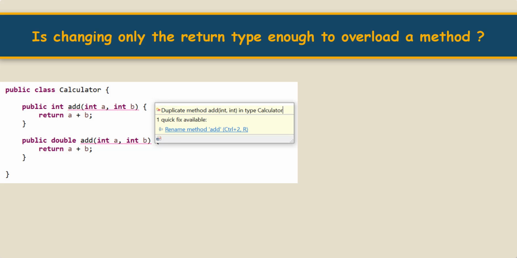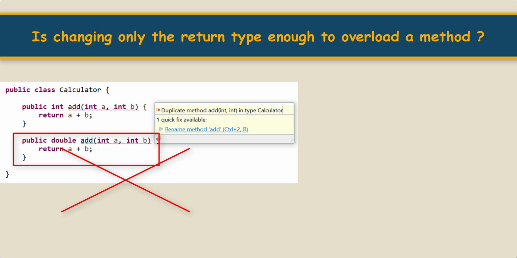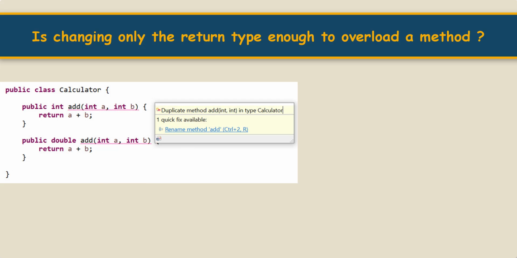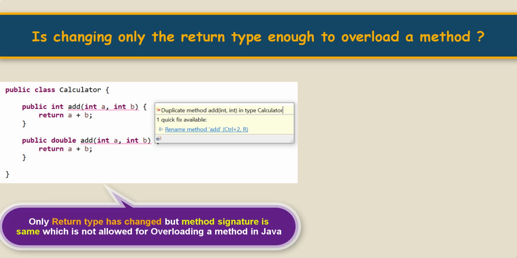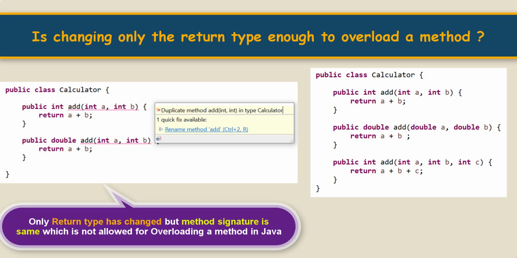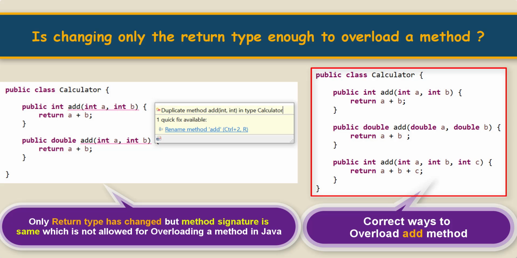So here if I write public double add integer a comma integer b, it is going to give you the error. Okay, only changing the return type will not overload this add method. So in order to overload this add method, I will have to change the number of parameters or their type or their sequence at least. Changing only the return type will not overload this add method.